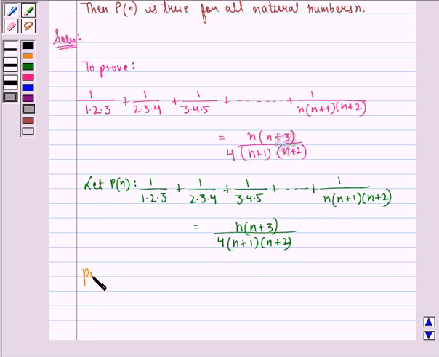Now, putting n equal to 1, P at 1 becomes 1 upon 1 into 2 into 3 is equal to 1 upon 1 multiplied by 1 plus 1 multiplied by 1 plus 2, and this is equal to 1 upon 6, and this is true.